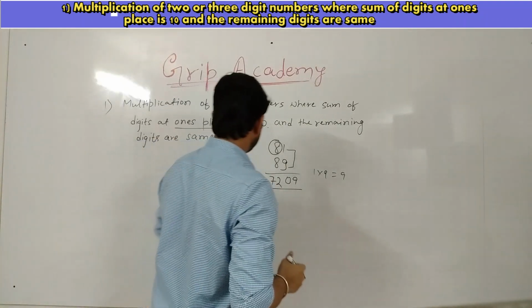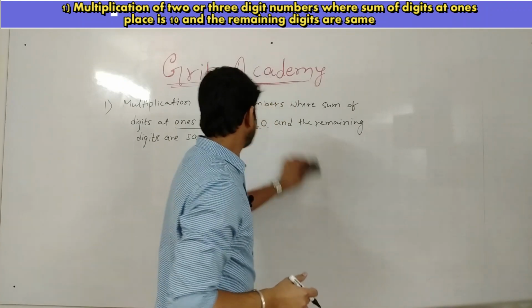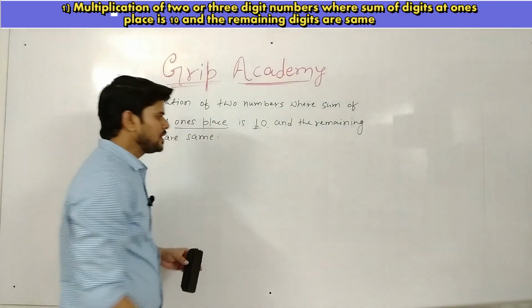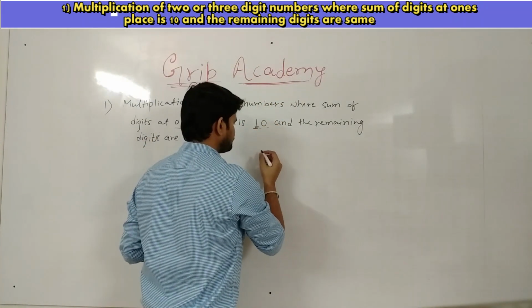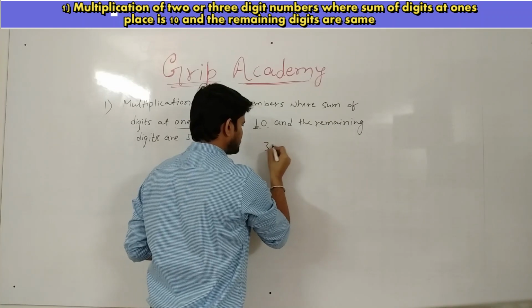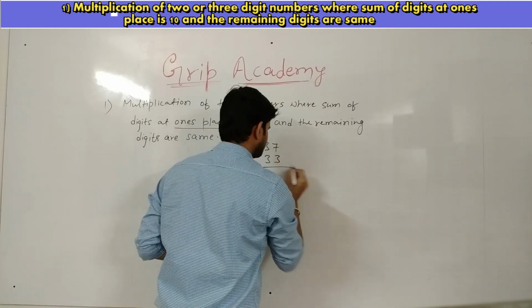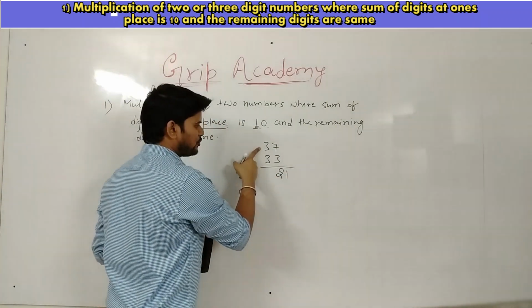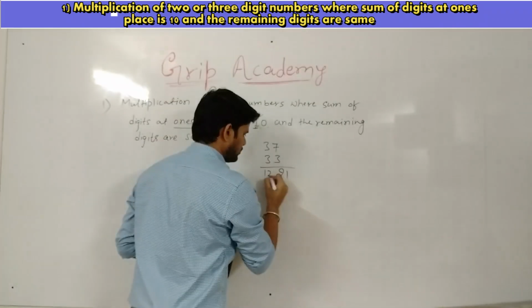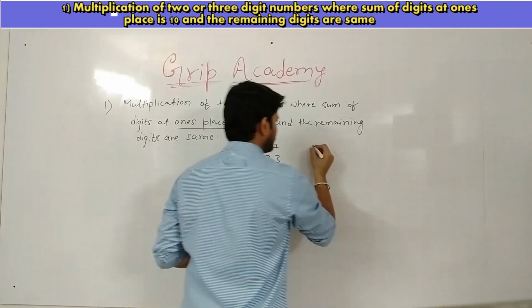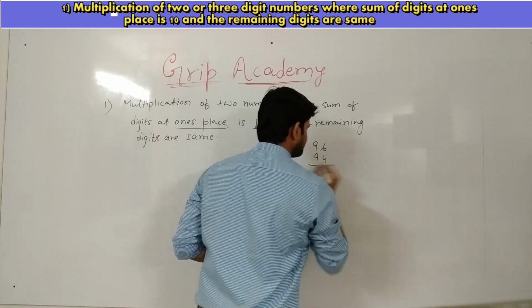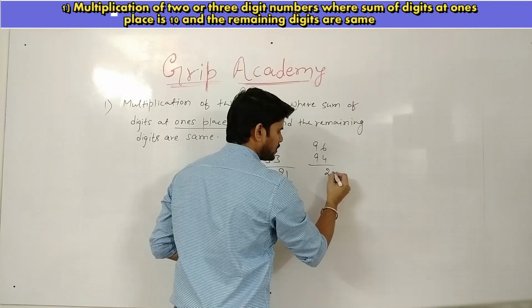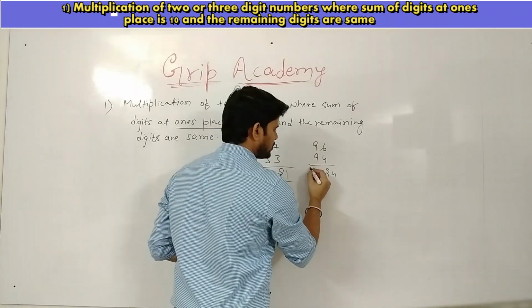So like this we can do a few more examples and then we will go to the next trick. Consider we have to multiply 37 into 33. So 7 into 3 is 21 and 3 will become 4. So 4 into 3 is how much? 12. Okay, now multiply 96 and 94. So 6 into 4 is 24 and 9 will become 10. 10 into 9 is how much? 90.